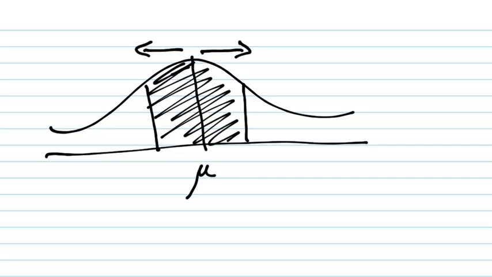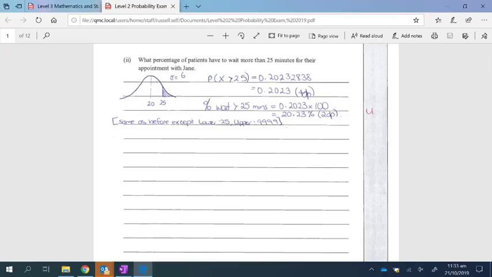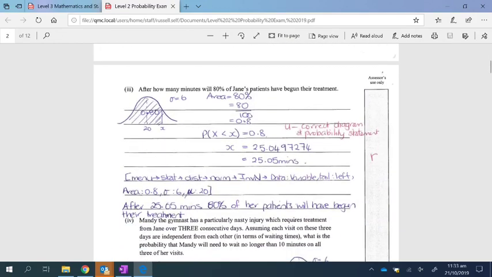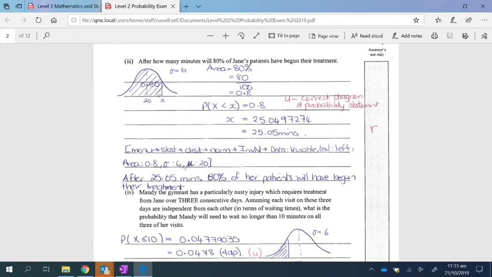Okay? So let's go back to the test just to look at what else they gave us. So more than 25 minutes, so that gave us that gap. We had to find the area, then subtract it from 50%. So here's one. After how many minutes will 80% of Jane's patients have begun their treatment? Now, this time, they're giving you 80%, so do they tell you how long they wait? No. They're giving you a percent, which is the probability that they're going to wait that long. So from that, you're going to start inside the chart and then find the z-score that fits and work backwards.